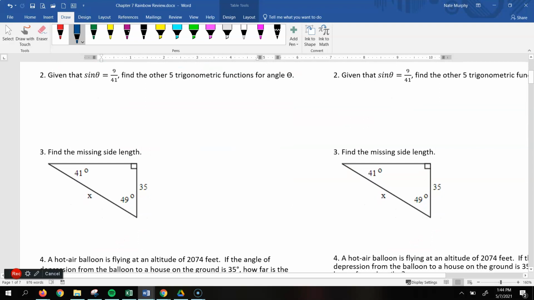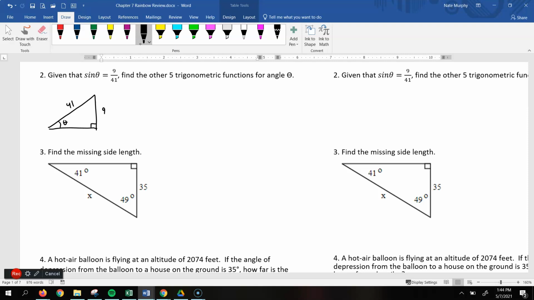Number 2. Here they gave us that the sine of theta is 9 over 41. So we need to find the other 5 trigonometric functions. The first thing I'm going to do is draw a right triangle as a reference. Let's say this is theta. The sine is opposite over the hypotenuse, so this would be 9, and then that means this is 41.